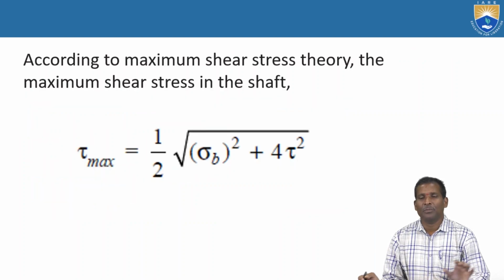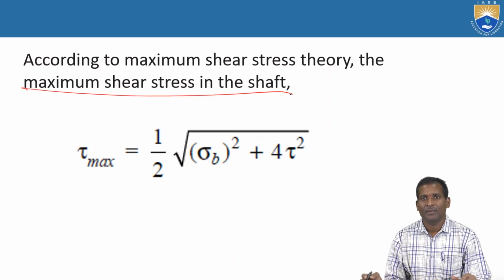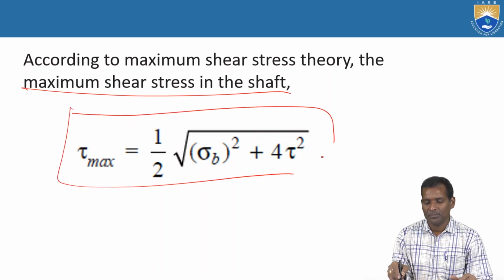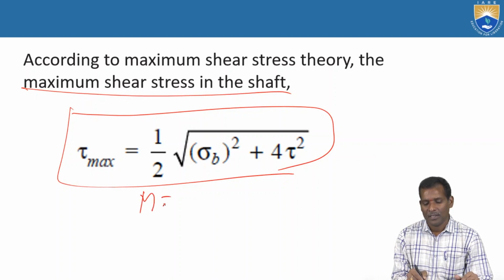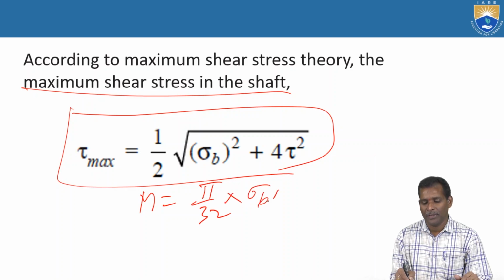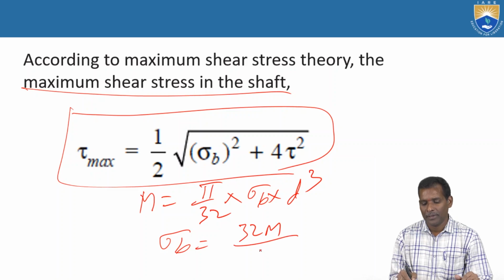The first case, according to maximum shear stress theory, according to Guest's theory, the tau maximum is equal to half square root of sigma b square plus 4 tau square. What is this bending stress? Already we have calculated in the previous case. M is equal to pi by 32 into sigma b into d cube. So sigma b is equal to 32 M by pi d cube.